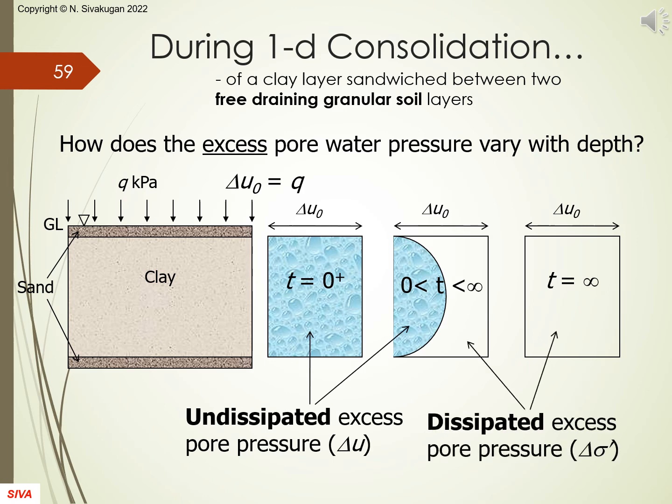When a surcharge q of large lateral extent is applied at the ground level, excess pore water pressure Δu0 equals q is developed at all depths within the clay. With free draining boundaries at the top and bottom, there is instantaneous dissipation at the two boundaries at all times. The excess pore water pressures start dissipating with time, with drainage occurring through the two boundaries.